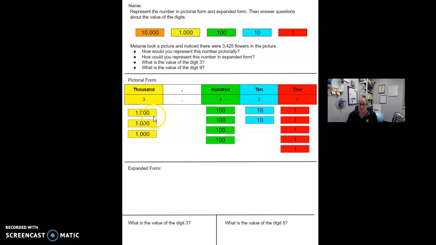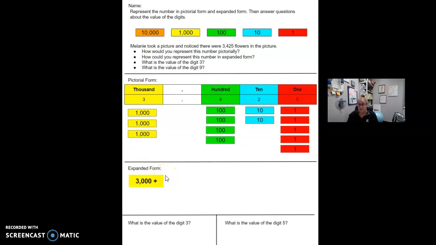So the next thing that we're going to do is use all of this and put it into expanded form. Now remember from our vocabulary, expanded form is where we take our number 3,425 and we break it into the different place values. So I'm going to do exactly that. If I look at my thousands first, I have 1, 2, 3. But I could count by thousands. So I have 1,000, 2,000, 3,000. So for my expanded form, that's what I'm going to do first.